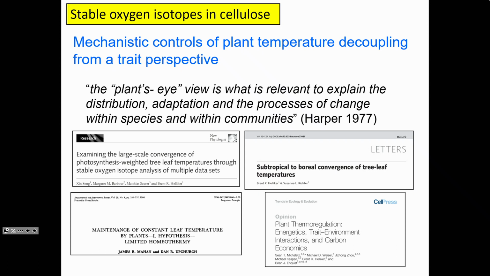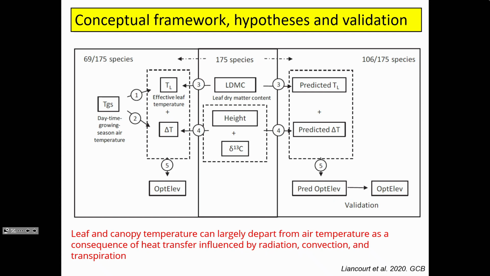Are they really cooling down by evapotranspirative cooling at the lower elevation within the desert? And are they really warming up substantially in the higher elevation? So we collected about 70 species. We measured the oxygen isotope and estimated the leaf temperature. And we also measured at the same site the ambient temperature using the data loggers.